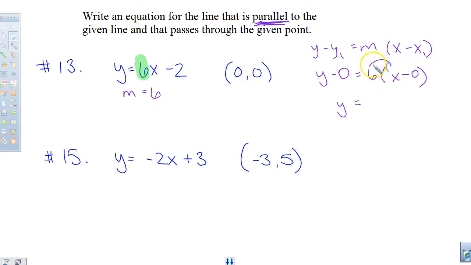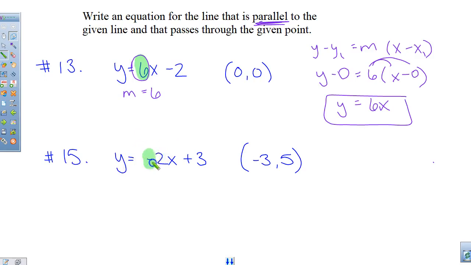And I can distribute that 6 to my parentheses. 6 times x is 6x. 6 times 0 is just 0, so you could write +0 if you wanted to, but typically we wouldn't write the +0 at the end. We would just say that our equation of our line is y equals 6x. And again, my slope is 6, so we know that those two lines would be parallel.